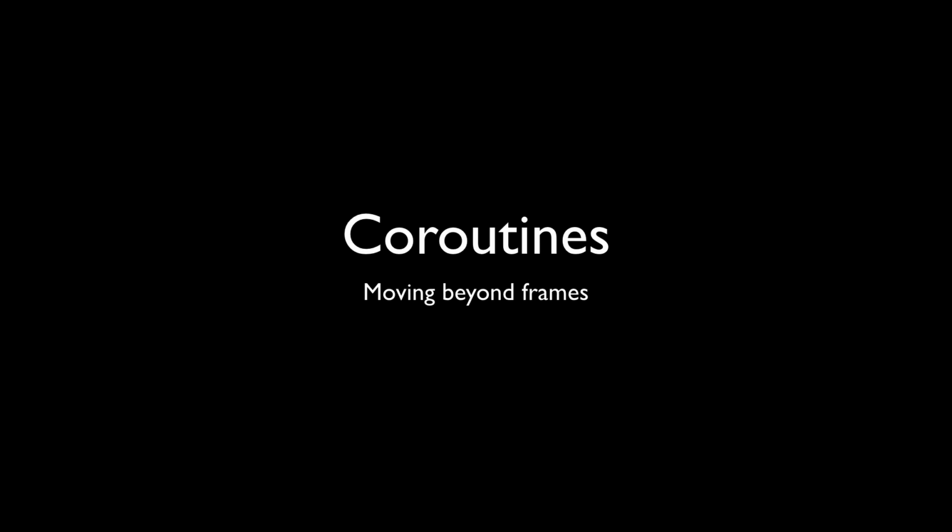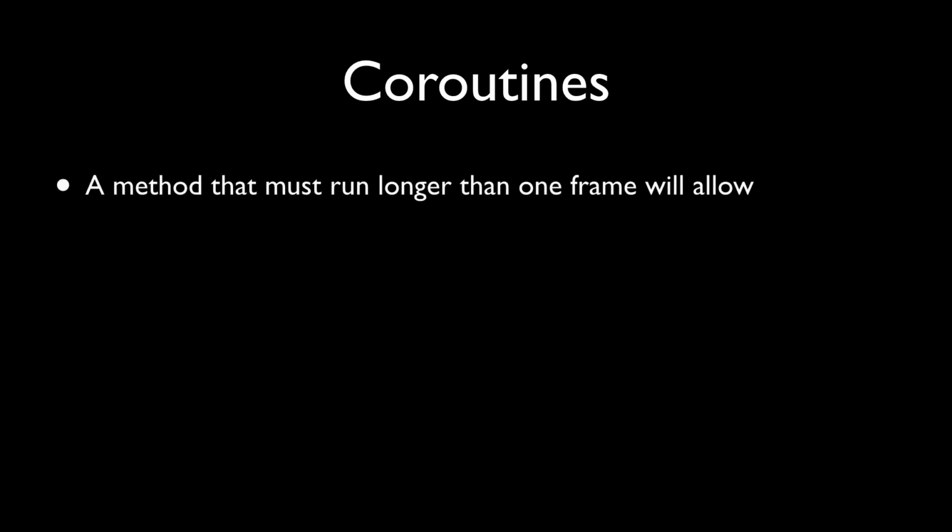So this is something that you do as you evolve beyond doing everything in the onUpdate or one of the onUpdate events. You start using coroutines. And coroutines are employed anytime you have something that will run longer than one frame will allow. A really obvious example is, let's say you want to interact with the internet in some way. Maybe you want to send a high score, or you want to get some data from the internet.